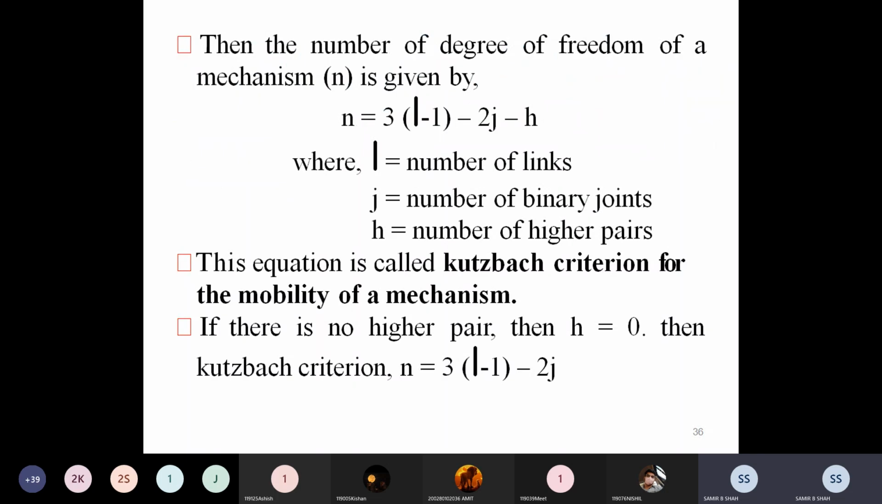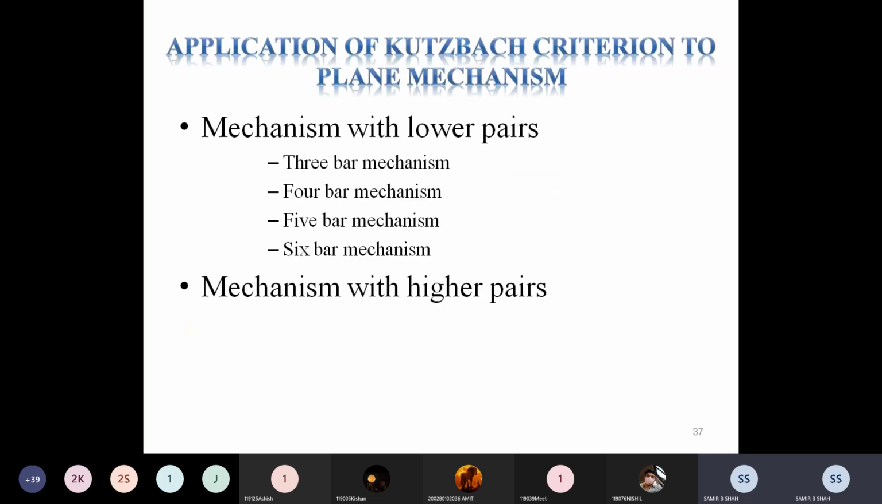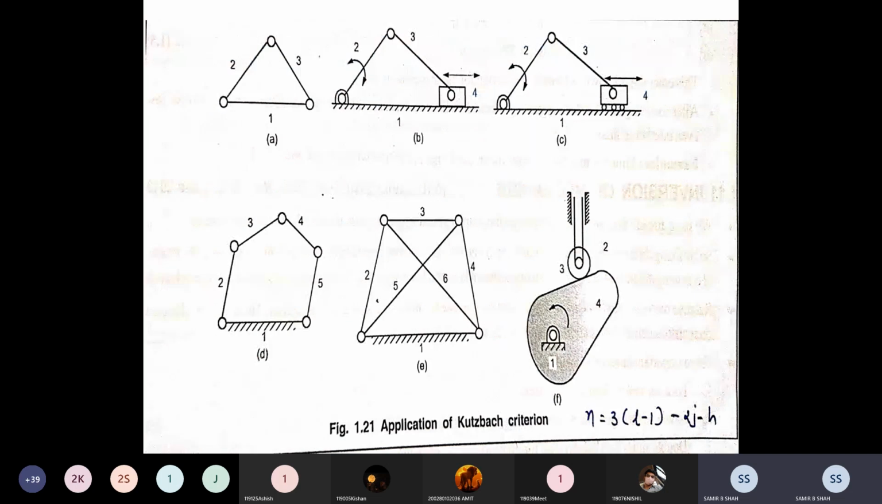Then we defined the equation of the Kutzbach criterion: if H is equal to 0, what is the equation for the Kutzbach criterion, and if H is present, what is the equation for degree of freedom N? The equation is N = 3(L minus 1) minus 2J minus H, right? And applications regarding the Kutzbach criterion, I already defined at least two or three.